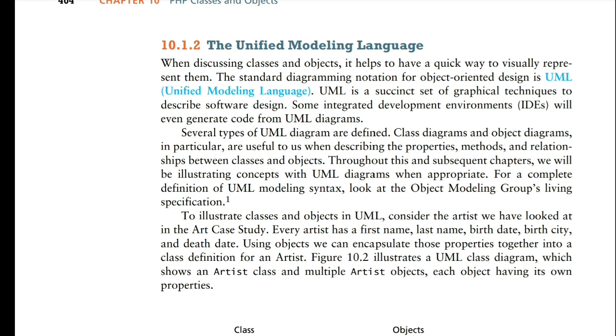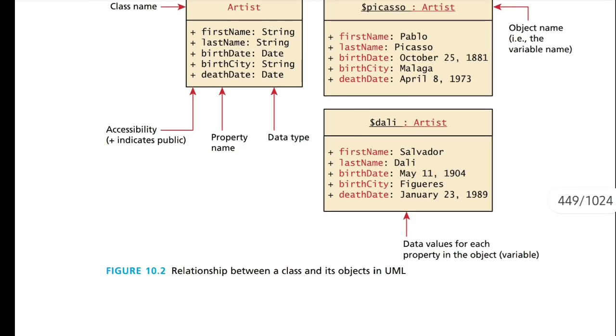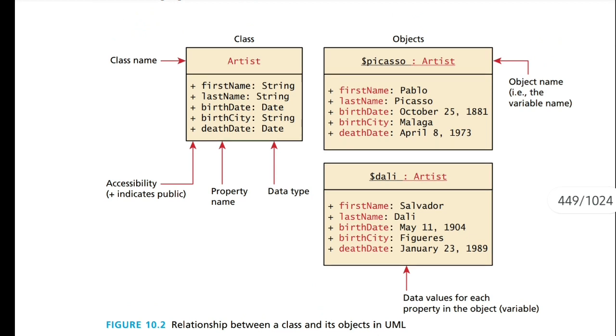UML, what is UML? It is the Unified Modeling Language. It's just the standard way of representing classes and objects. Okay, that's the Unified Modeling Language. This is how you represent the relationship between class and objects in UML.